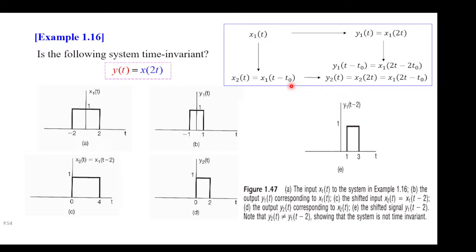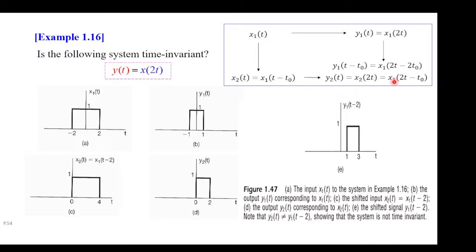And then you go to the system. So you go 2t here. So y2 of t is x2 of 2t. So you get twice on t, but you only get twice on t, not twice on t0 anymore. So it's x1 of 2t minus t0.